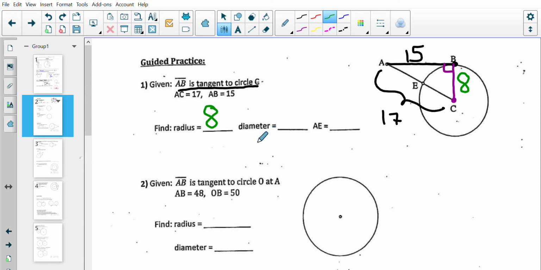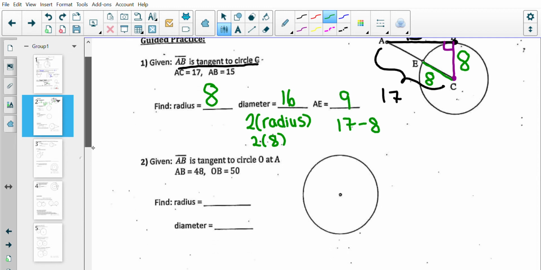And remember, a diameter is 2 times a radius. A diameter is double the radius. So we're going to say 2 times 8, which is 16. And now we know EC is also a radius, which means all radii are congruent, so that has to be 8. So AE is going to be 17 minus 8, which is 9.